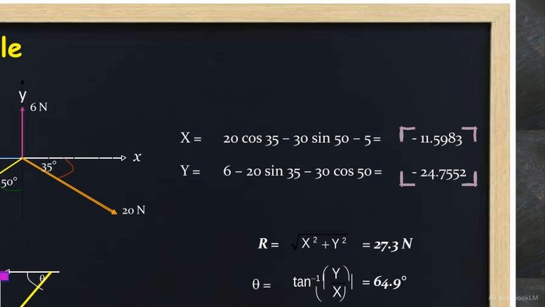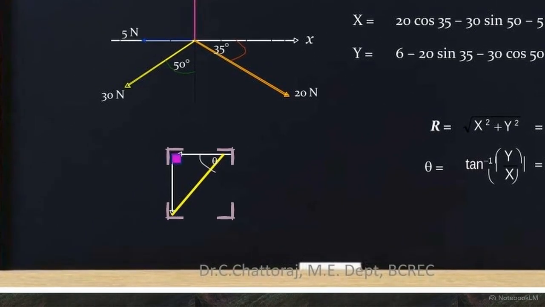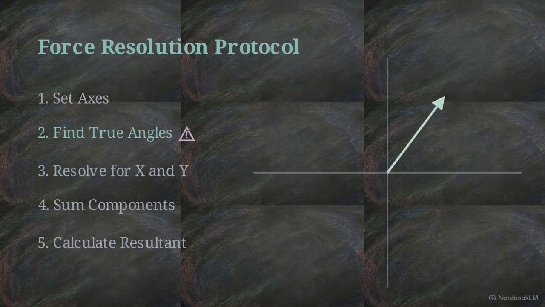When we resolve all 4 vectors and sum the columns, our final coordinate system shows an x value of negative 11.59 and a y value of negative 24.75. Because both final components are negative, the physical resultant vector has to point down and to the left. Regardless of the raw angle output your calculator spits out, that negative signature tells you the true answer exists strictly in the third quadrant.